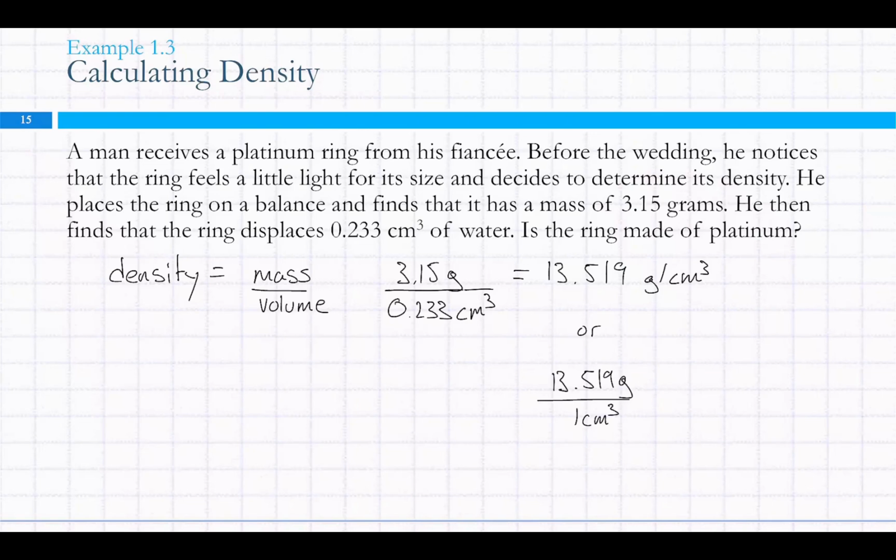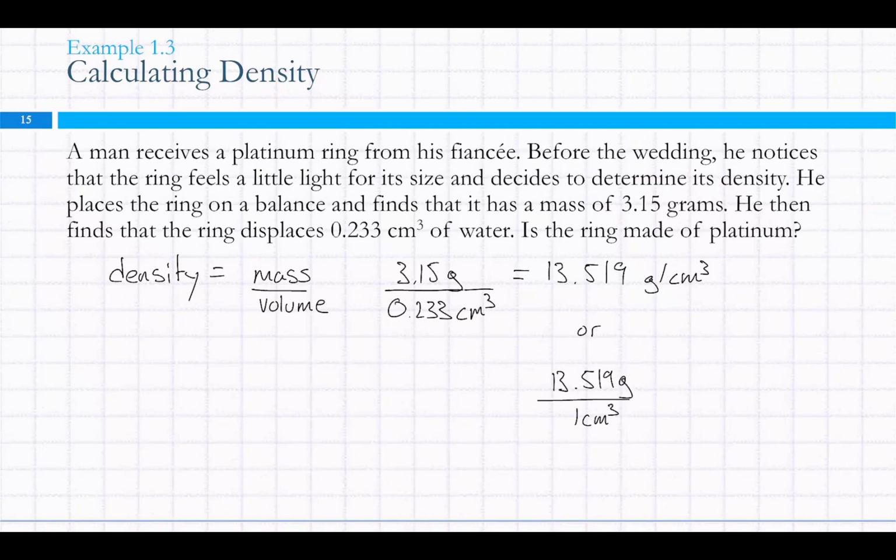So if I took this ring and whatever material it's made out of, right now I have less than 1 centimeter cubed. But if I had 1 centimeter cubed of that material, it should weigh 13.519 grams. It's working the same way as miles per hour. If you drive 60 miles in 1 hour, your average speed was 60 miles per hour. If you drive for 3 hours, then you drive 180 miles.